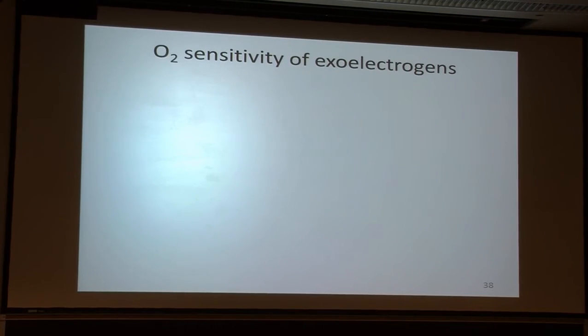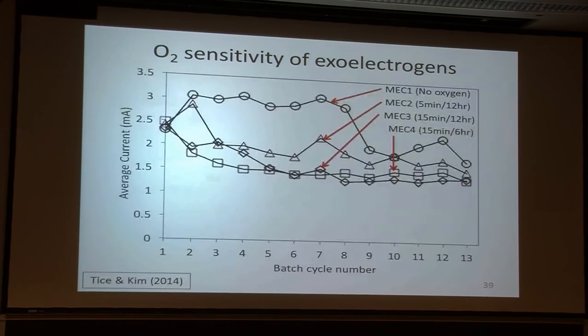Let's have a look at the oxygen sensitivity of the bioanode, or exoelectrogenic bacteria. Here, the y-axis is the average current in milliamps. We averaged the electric current over maybe 6 or 12 hours when the bioanode is active, and the x-axis is the fed-batch cycle. MEC1 is high, around 3 milliamps. This is MEC2, about 2/3 of the control. And MEC3 and 4 are about half of the electric current in the control reactor.